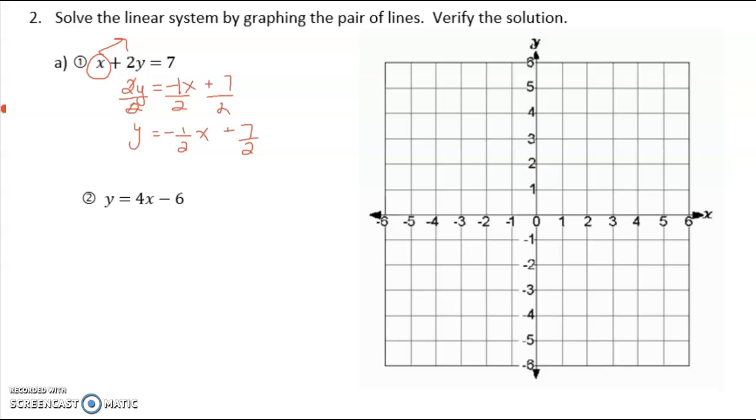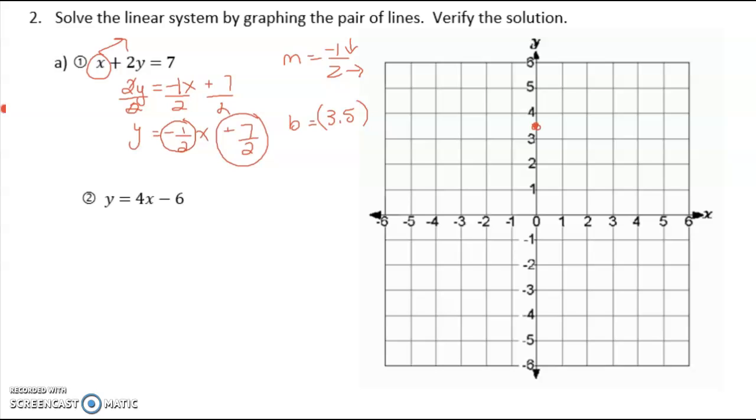Okay? So my slope is negative 1/2. So that means we're going down 1 and over 2. My y-intercept happens at 7/2. So if you were to divide that, it'd be positive 3.5. Okay? So my y-intercept happens at 3.5.